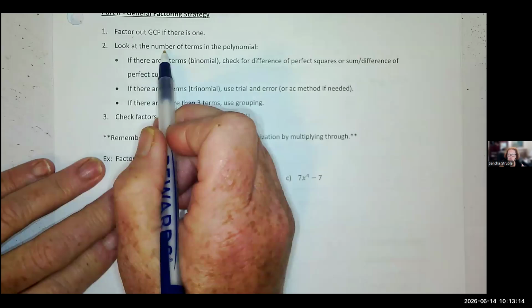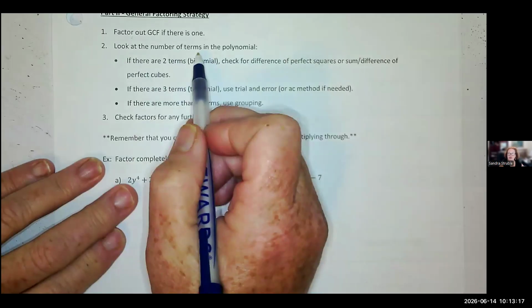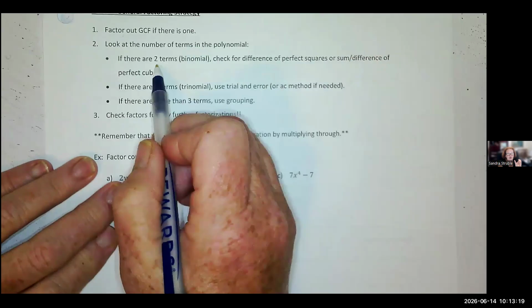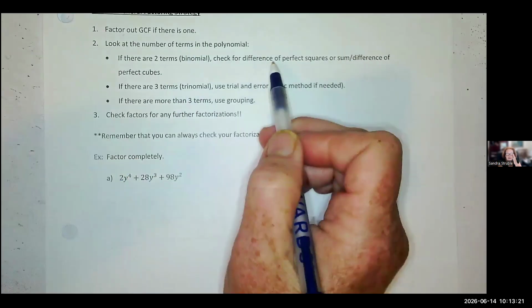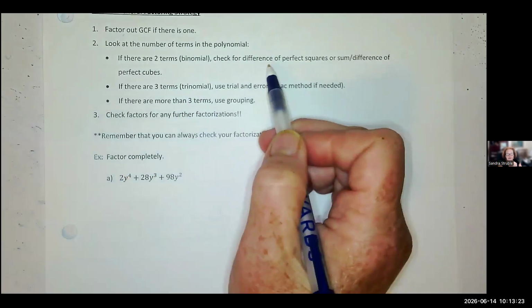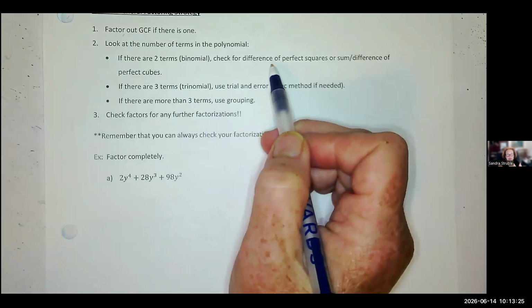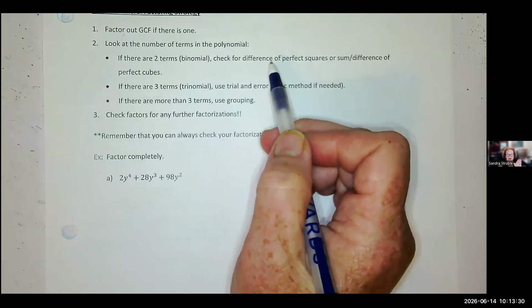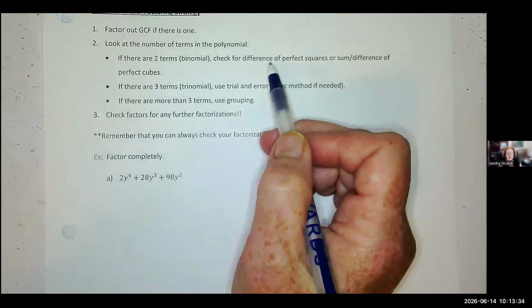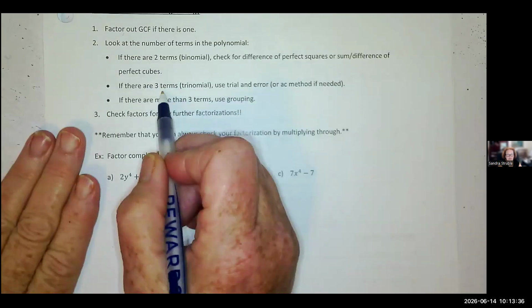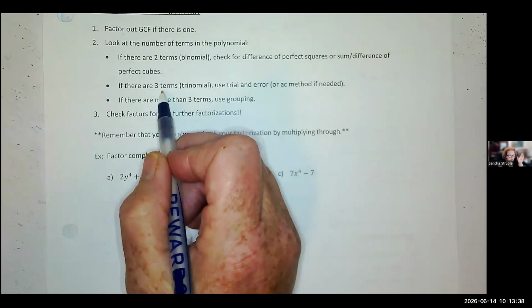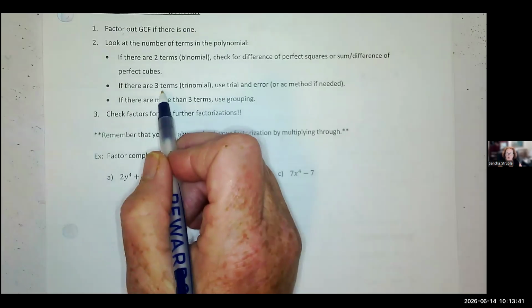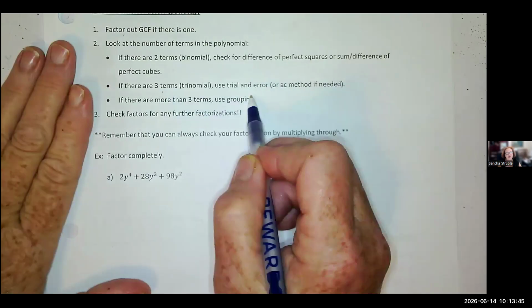Is there two? If there's only two terms, you're going to check to see if it's the difference of two squares. Remember, the sum can't be factored. Or if it's the difference or sum of perfect cubes, you've got plans for that then. You can handle that. If there are three terms, is it a perfect square trinomial? Or do you have to use the trial and error method? If there are more than three terms, you have to use grouping.